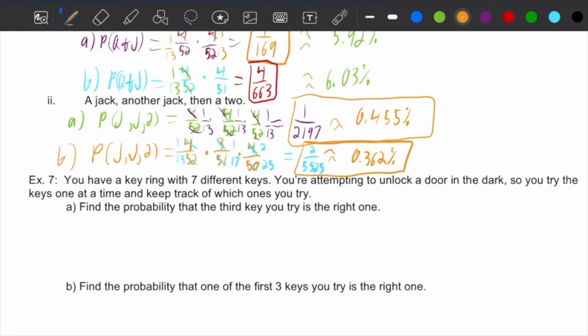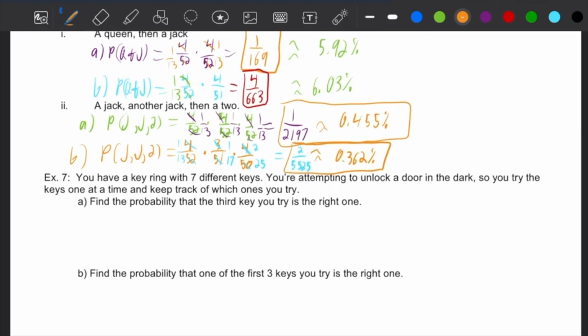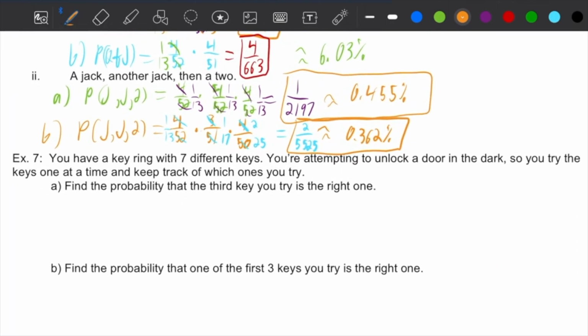All right, example 7, A and B, and then we're done with the notes for today and for this unit. So you have a key ring with 7 different keys. You're attempting to unlock a door in the dark, so you try the keys one at a time and keep track of which ones you try. That way you aren't trying the same key twice, essentially, is what it's saying. So find the probability that the third key you try is the right one.